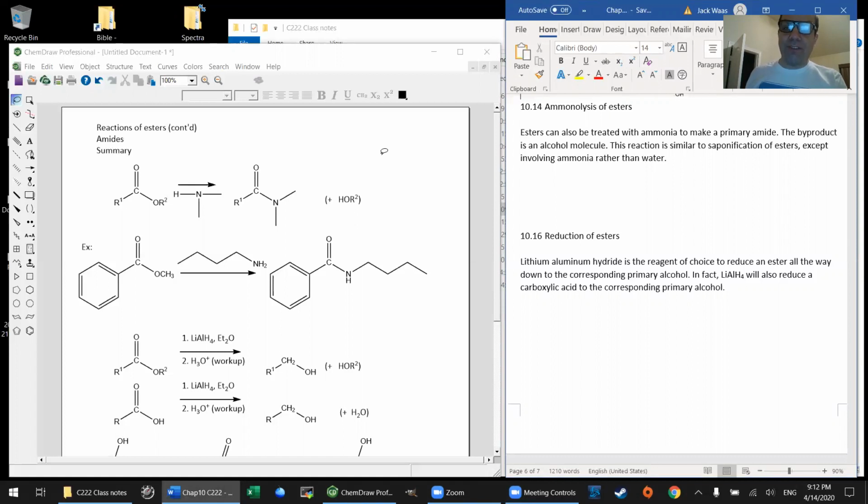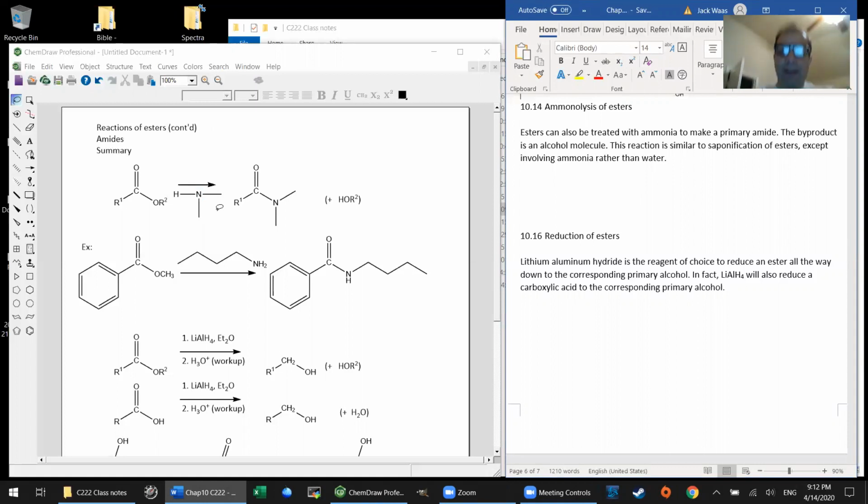Basic hydrolysis of esters, of course, is also called saponification. So there you go again, two names for the exact same thing. Organic chemists just love that for some reason. But in any case, not only can you treat esters with water, you can also treat them with ammonia. Or in fact, it doesn't even have to be ammonia. Your book uses ammonia, but this could also be any primary or secondary amine.